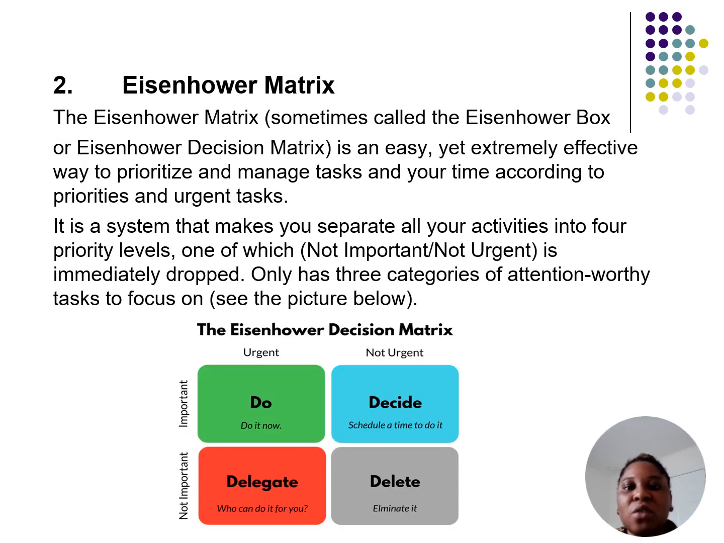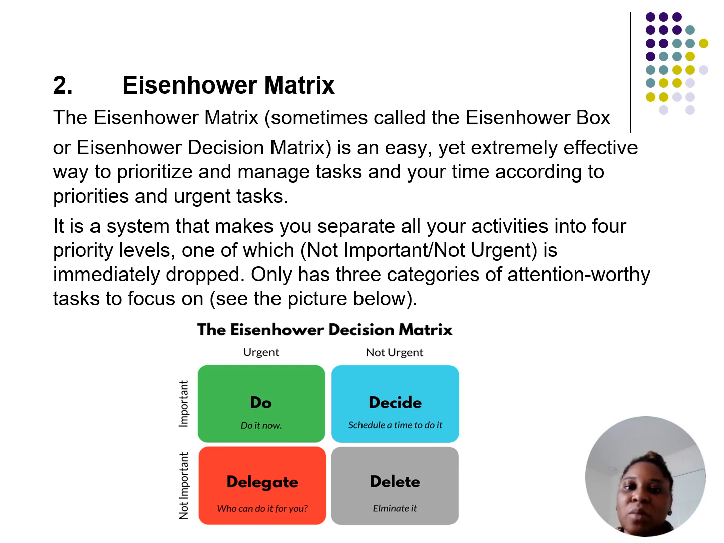The Eisenhower matrix is an effective method to prioritize tasks and manage time. It categorizes tasks into 4 levels of priority, eliminating the not important or not urgent ones and focusing on the remaining 3 categories. It also helps to achieve your goals effectively and efficiently by directing your attention to the most important, critical tasks that require immediate attention. The picture below explains that.